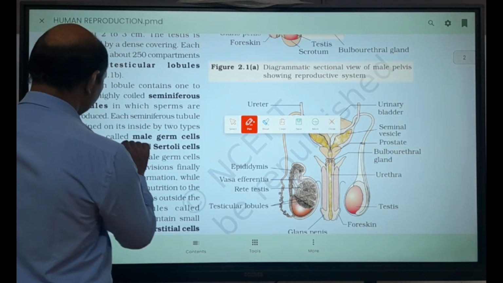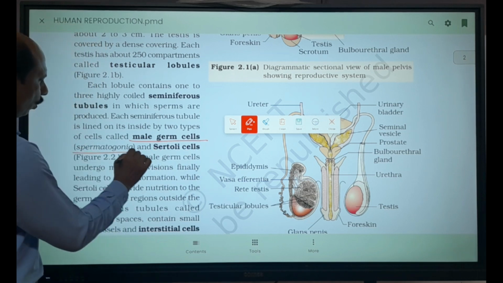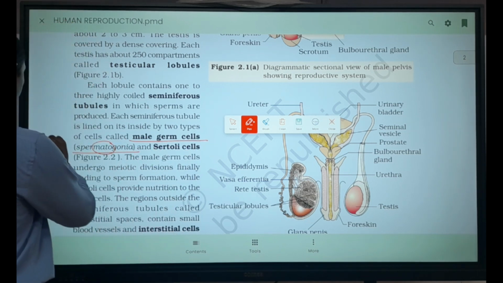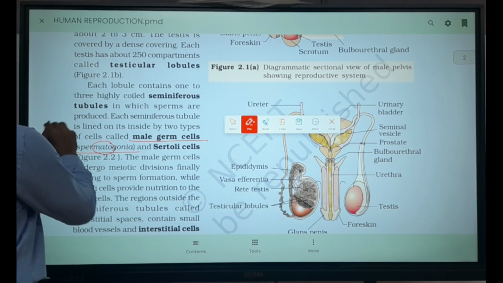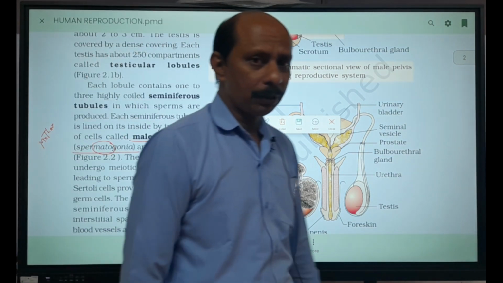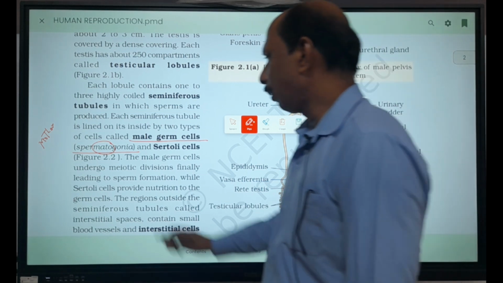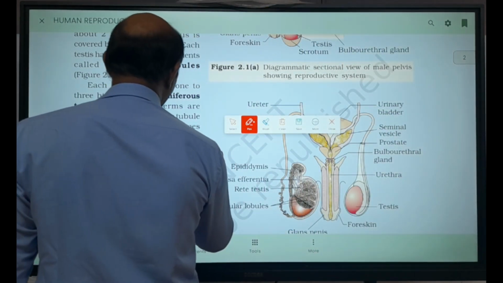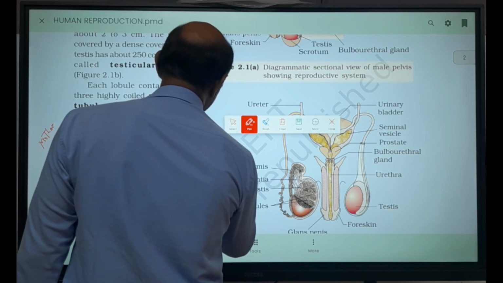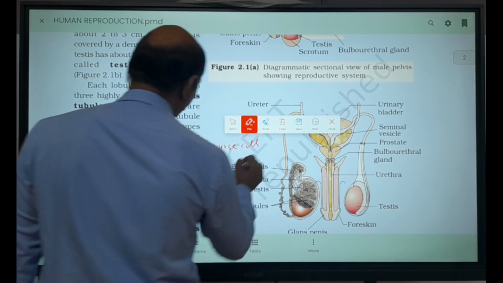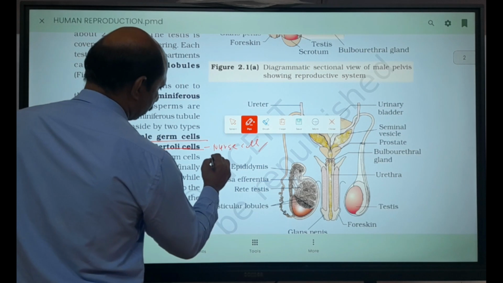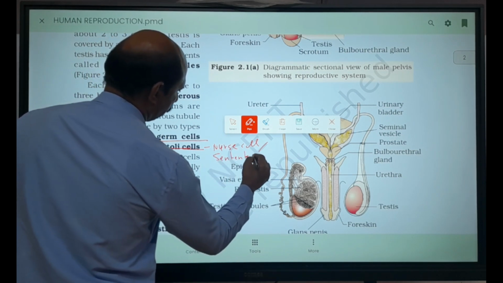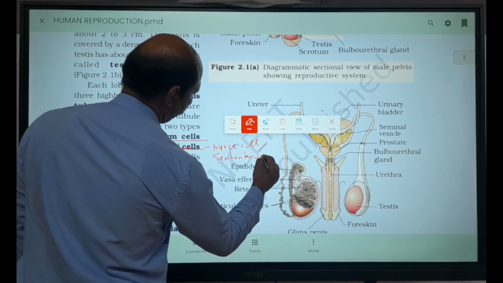These male germ cells, spermatogonia, they are mother cells. Mato means what? It means mother. Mato means mata, and mata means mother, right? Spermatogonia means sperm mother cells, actually. And Sertoli cells, also called nurse cells. Another name of Sertoli cell is sustentacular cell.